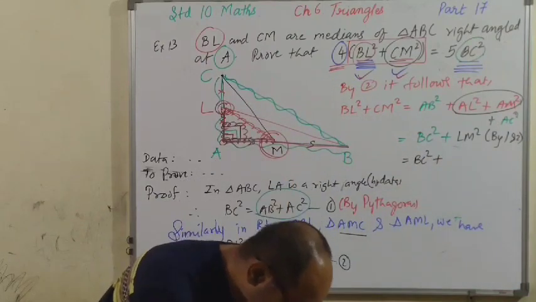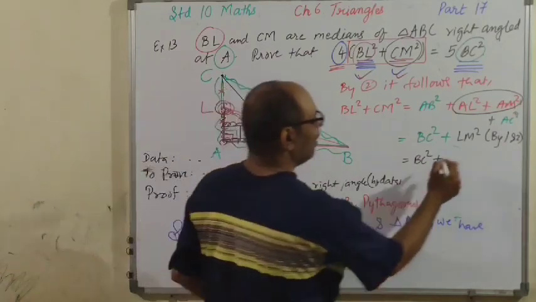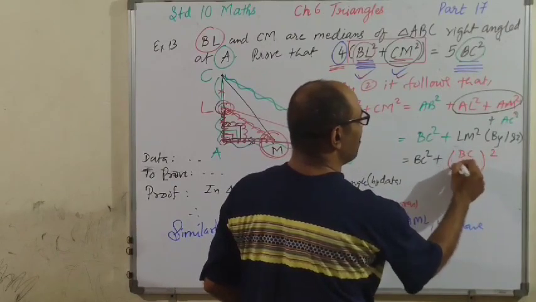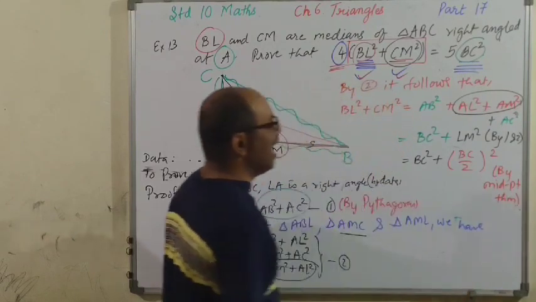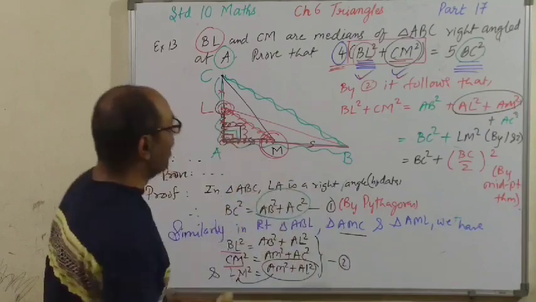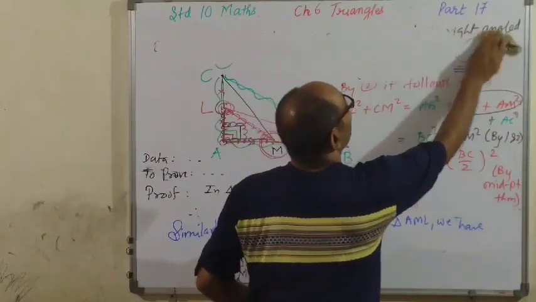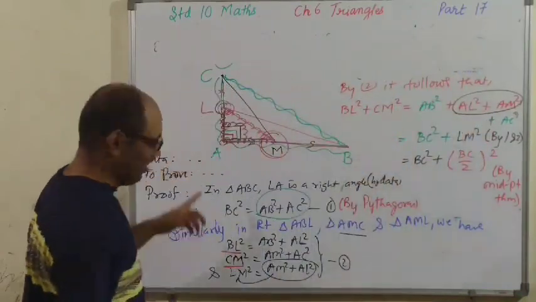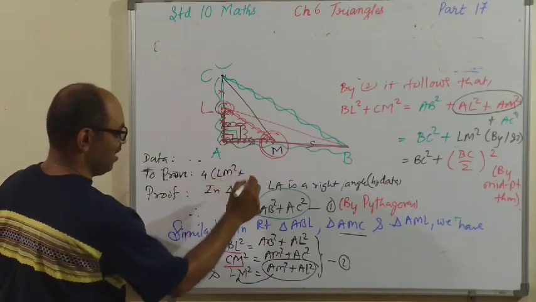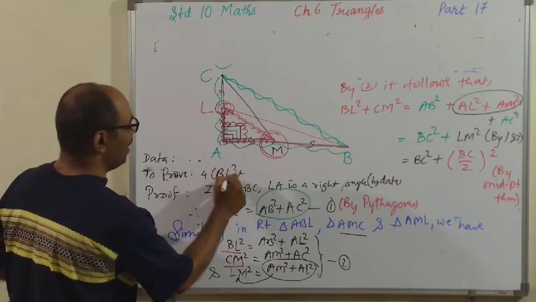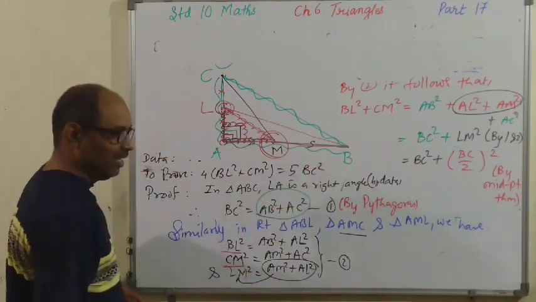Now what is LM square? What is LM? Half of BC. LM is BC by 2 by midpoint theorem of standard 9. All right, okay, I'll remove the statement and continue now. My proof has also come out. The proof to prove was something like this: 4 times BL square plus CM square is equal to 5 times BC square. Okay, let's continue.